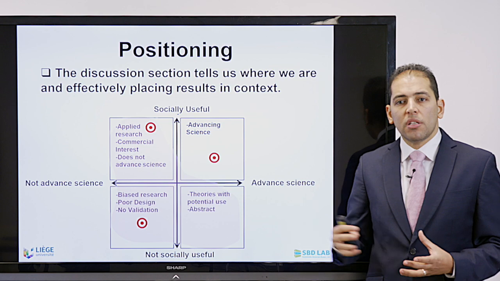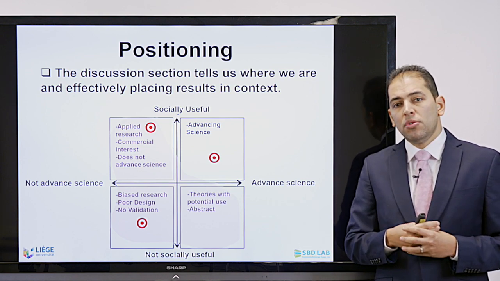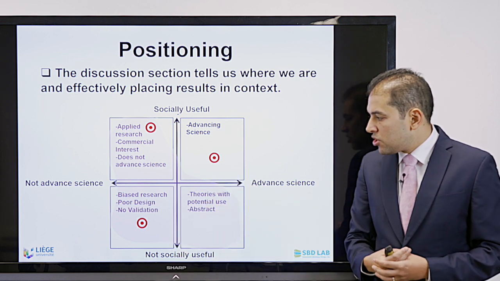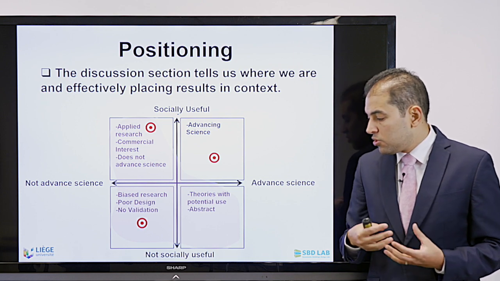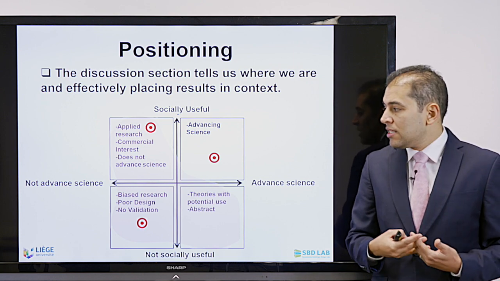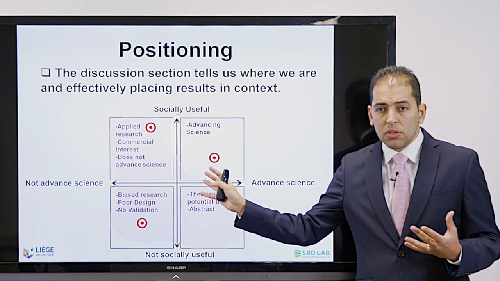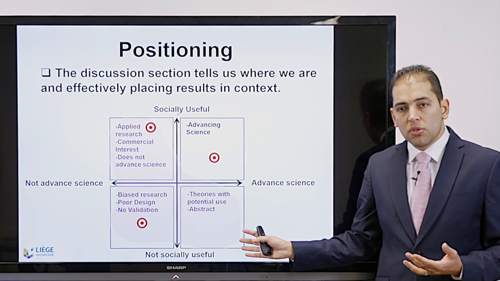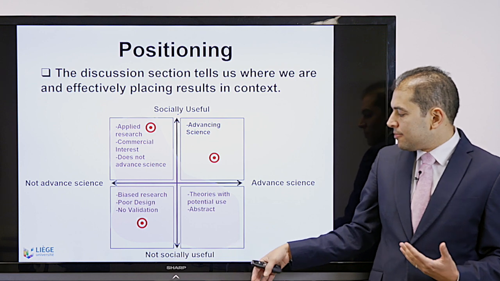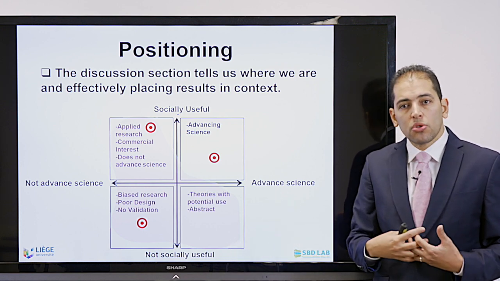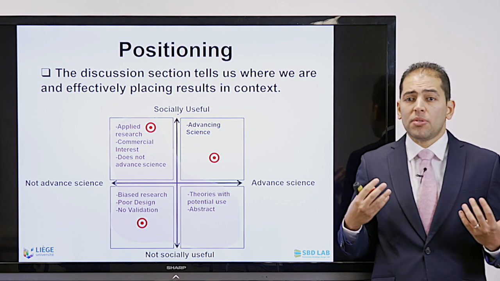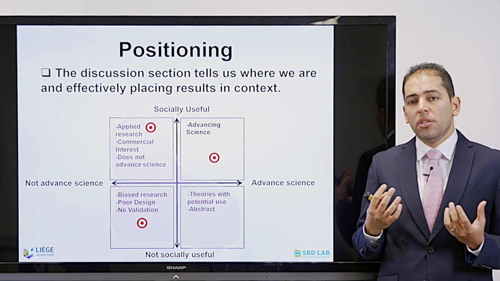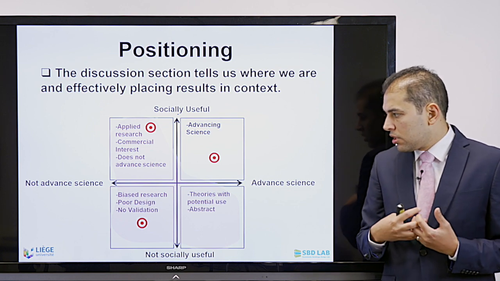But if you fall in any of the other quadrants, from a scientific point of view, you are not contributing to science. Imagine you are on the lower left quadrant, then you will have a biased research, it is poorly designed and it's not validated, which means that it is socially not useful and at the same time not advancing science. So you need to avoid this quadrant totally. And also I strongly advise you to avoid the quadrant down to the right, which is only looking at advancing science without any social usefulness, which means that the research is very abstract without any application, and in this sense you are looking at theories or potential users or abstract ideas, and this is also not recommended.